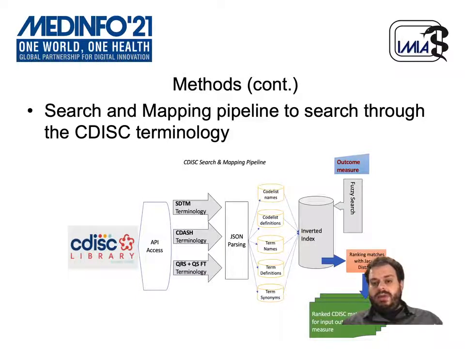And so when we have an outcome that we would like to map to its CDISC equivalent, we do a fuzzy search against all of these: names, terms, synonyms, definitions, all of that. We do a fuzzy search and we rank the results using Jaccard distance, which is kind of a string distance measure.